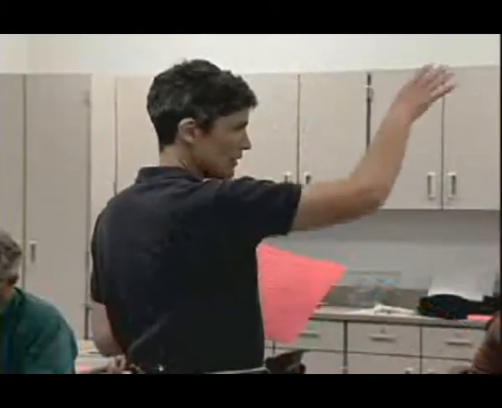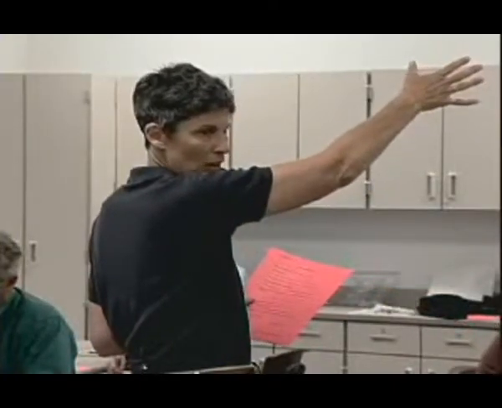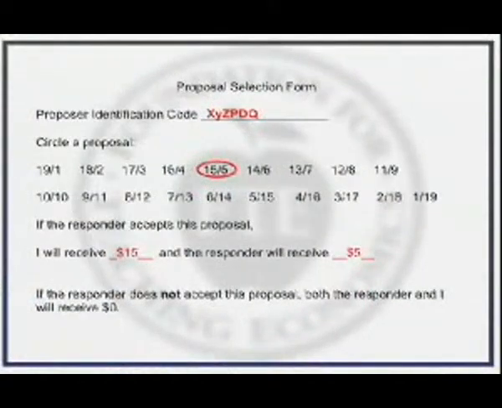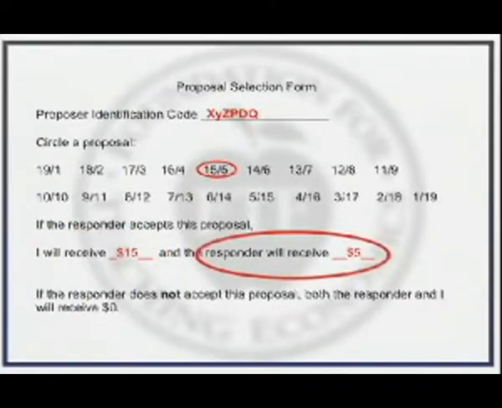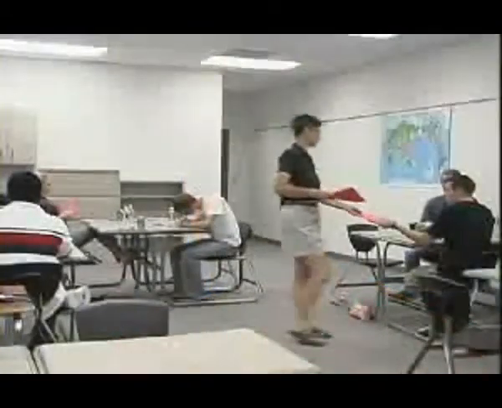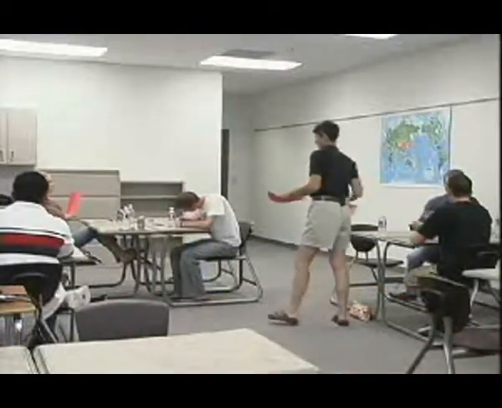If the responder, that's the anonymous person out there in the hall, accepts the proposal, then I will receive, and you put in the number that's the first thing in the circled pair, and the responder will receive. After circling a proposal, the proposer enters the numbers in the statement below. This provides the teacher a quick check to see that the students understand the instructions. Students who enter the numbers backwards probably were confused. Then the proposers hand their forms to the teacher upside down.